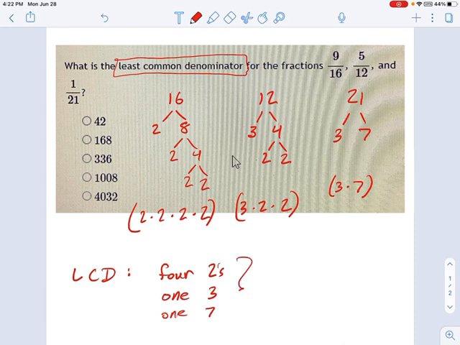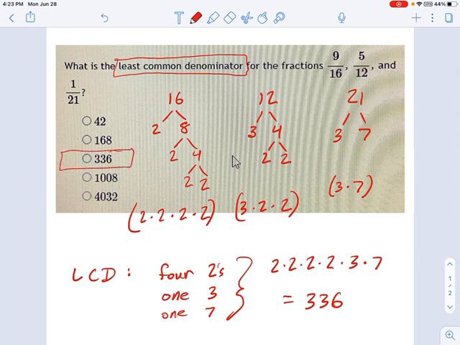So what's that going to be? That's going to be 2 times 2 times 2 times 2 times 3 times 7. Calculator time. 2 to the 4th power times 3 times 7. That is going to be 336. Okay, great, we've got an answer.